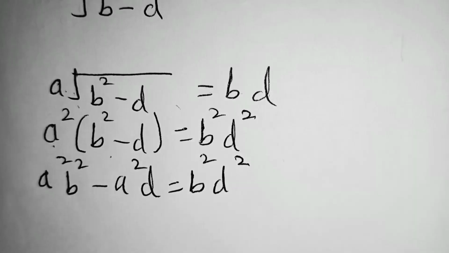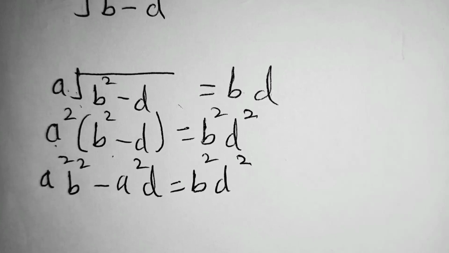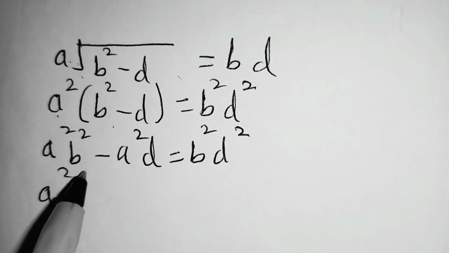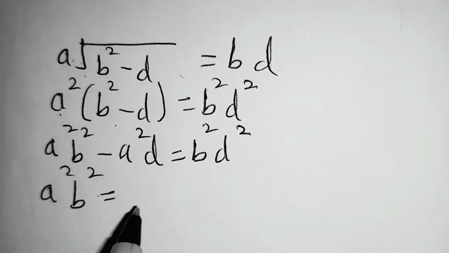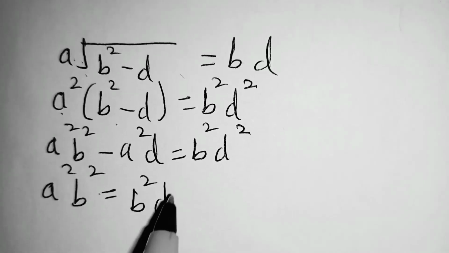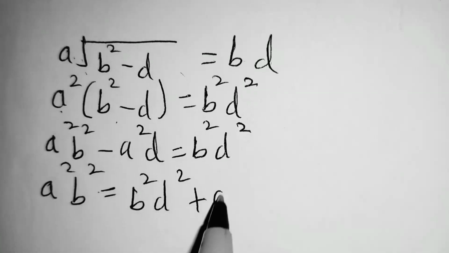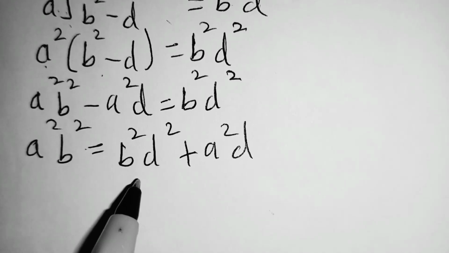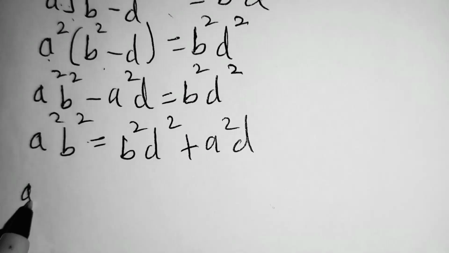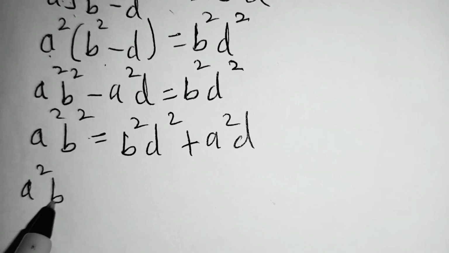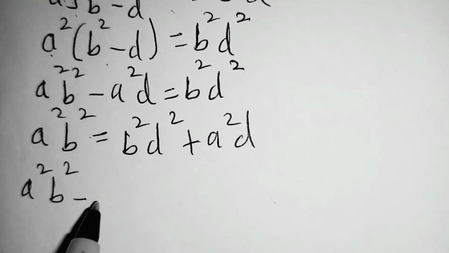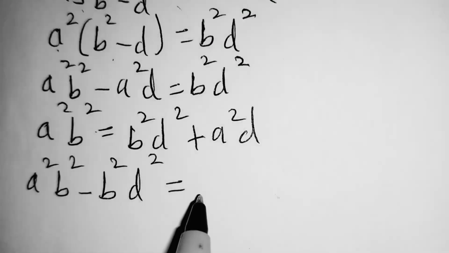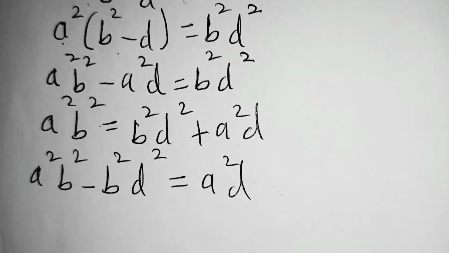The objective is to make b the subject of the formula. So we can take the negative on the right hand side so that it becomes positive, which will be equal to b squared d squared plus a squared d. Now since we want to make b the subject, we collect the terms with the b. So we shall have a squared b squared minus b squared d squared, which is equal to a squared d.